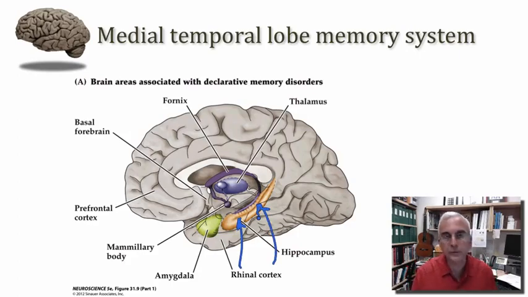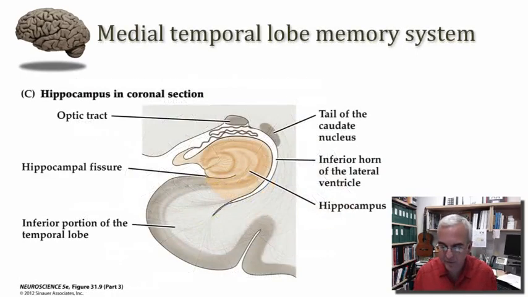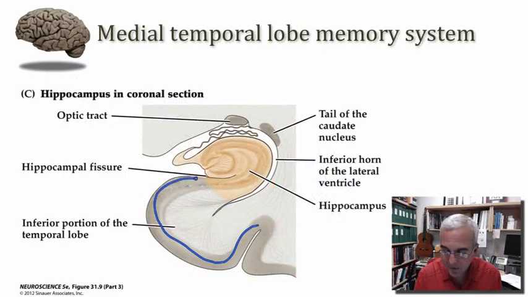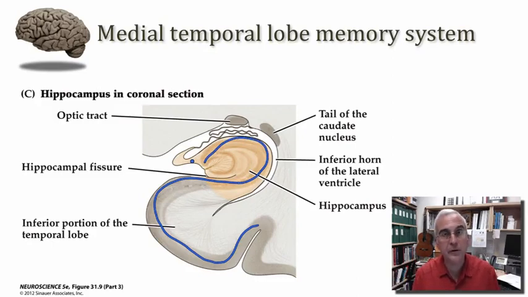So let's look more closely at the hippocampus. And I'll just remind you that the hippocampus is a cortical structure, but it's found at the medial edge of this parahippocampal gyrus that folds in upon itself, forming the floor and the medial wall of the lateral ventricle as it makes its shape into the temporal lobe.